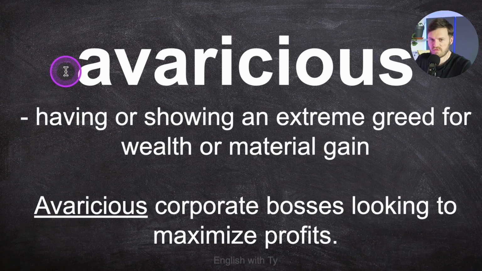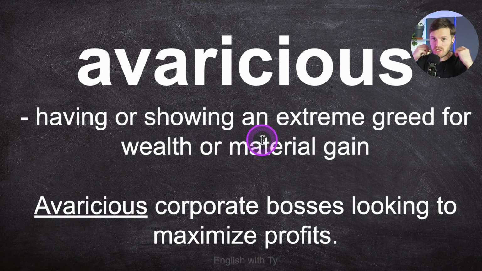The next word is avaricious, A-V-A-R-I-C-I-O-U-S, avaricious. And I want to highlight the I's here. I don't think it's pronounced avaricious or something like that. I'm pretty sure it's avaricious. And that means having or showing an extreme greed for wealth or material gain.